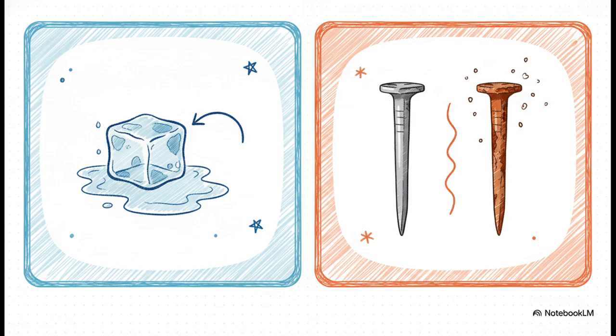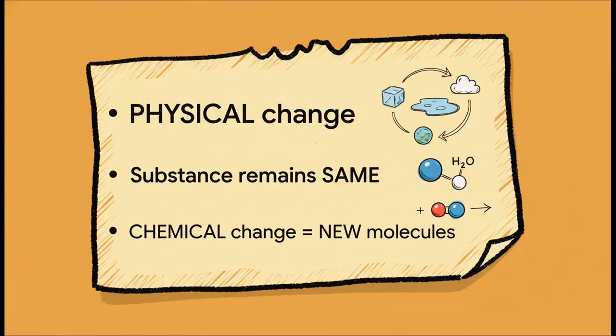But a chemical change, that's when you actually rearrange the molecules to make a totally new substance. Think about iron turning into rust. You don't have iron anymore, you have a brand new thing called iron oxide. So listen up, this is the bottom line. This is what you have to remember for the test. All those phase transitions we talked about, melting, freezing, boiling, condensing, they are always physical changes. Why? Because the substance itself, like H2O, stays the same. A chemical change makes brand new molecules. If you can remember that, you're going to nail these questions.